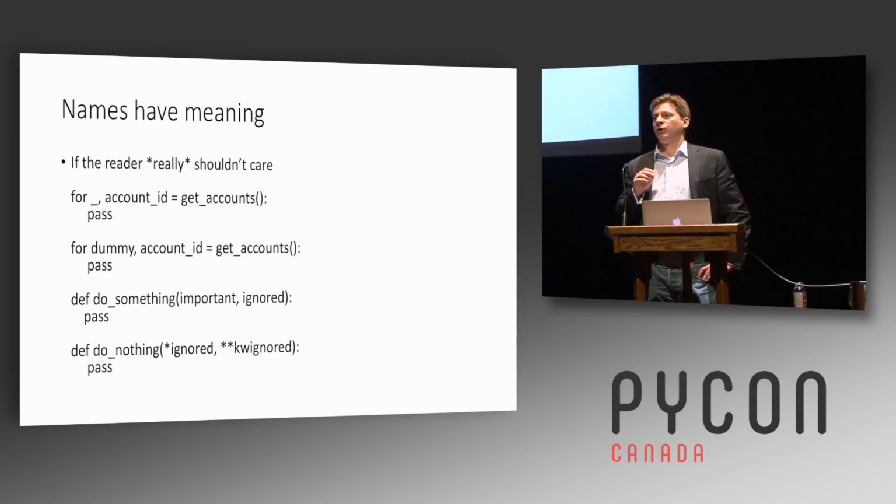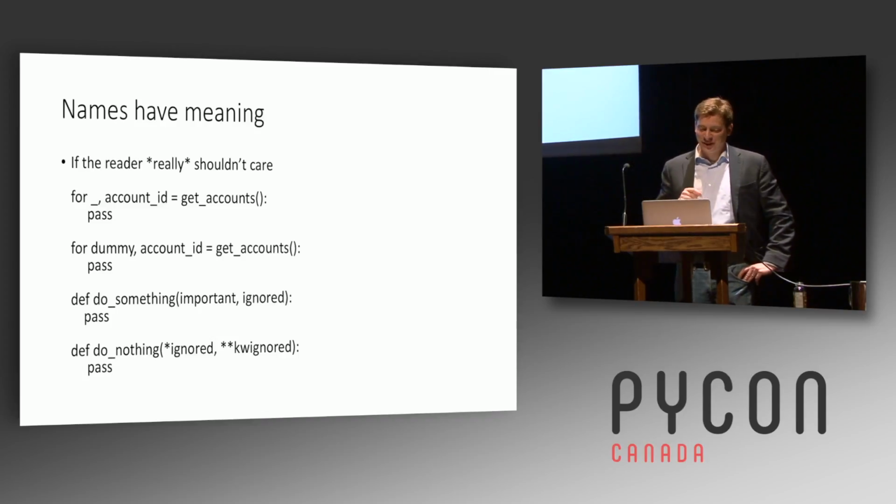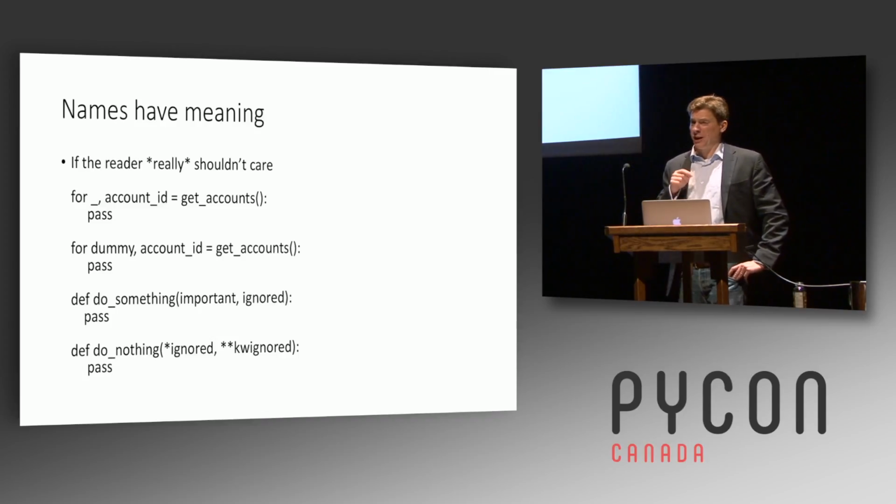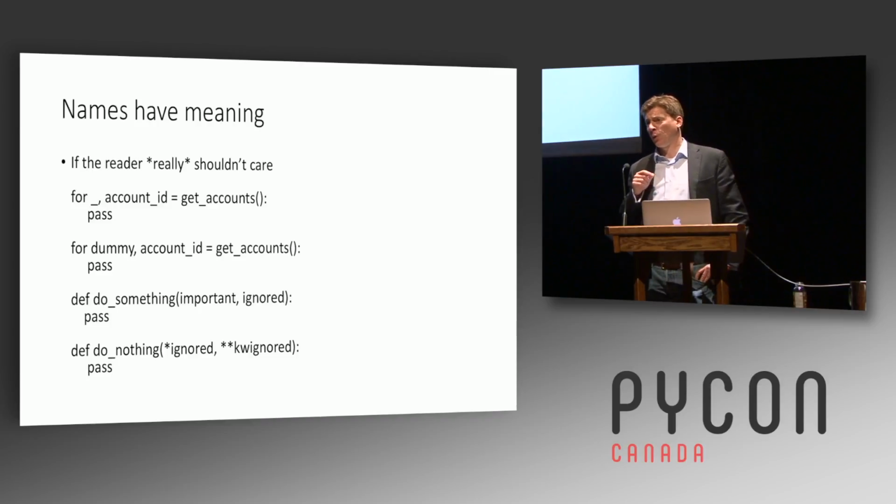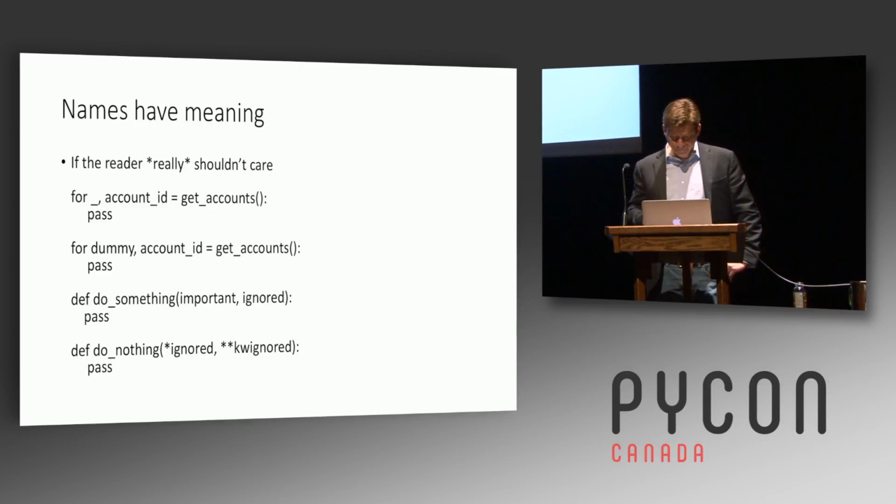If the reader really shouldn't care about what the contents of something are, we have good idioms for this. The single underscore says this is a temporary variable. The word dummy means I needed a placeholder, and this is the placeholder. If someone names a variable ignored and then uses it later, that's good feedback in their CR. You shouldn't have done that. That's surprising. But ignored is a perfectly good name for an argument that you're going to ignore.